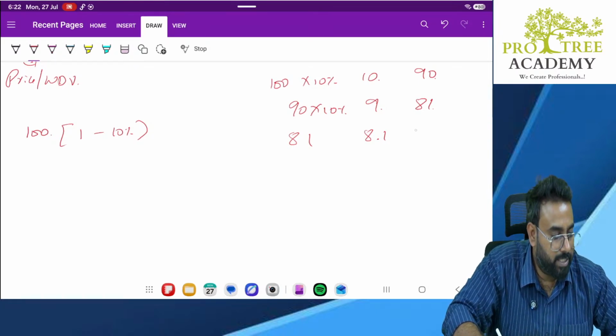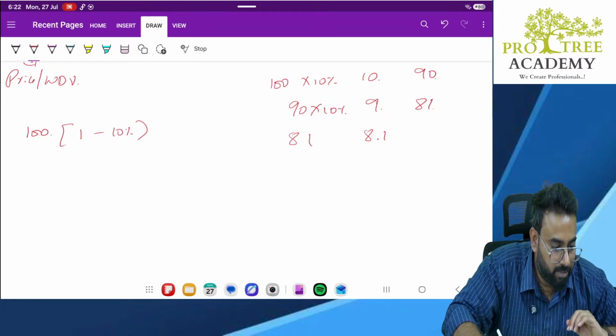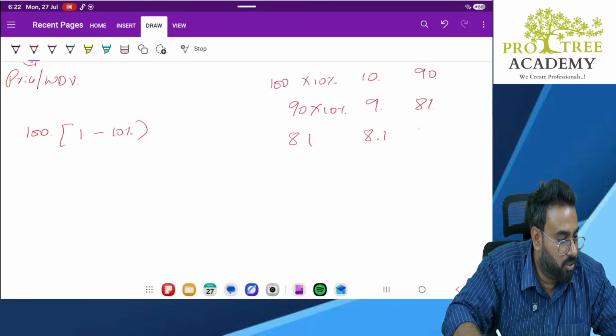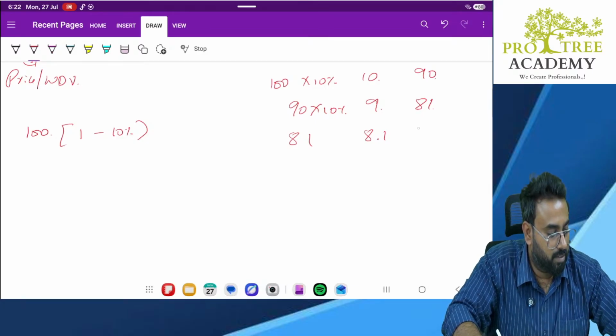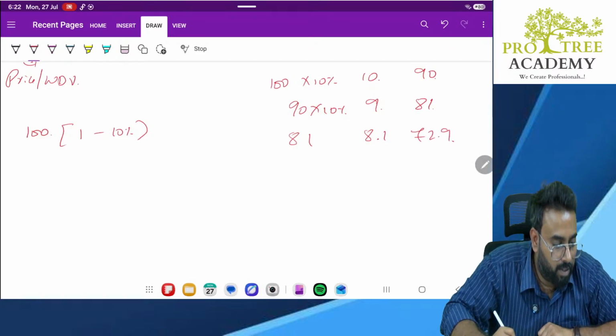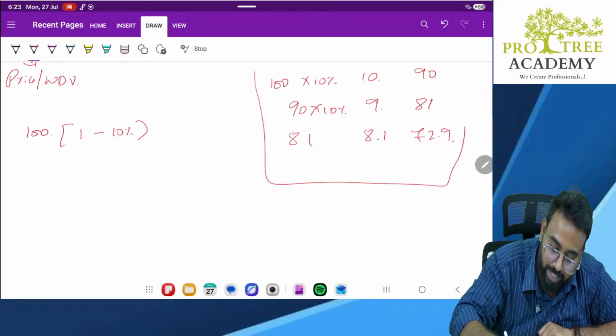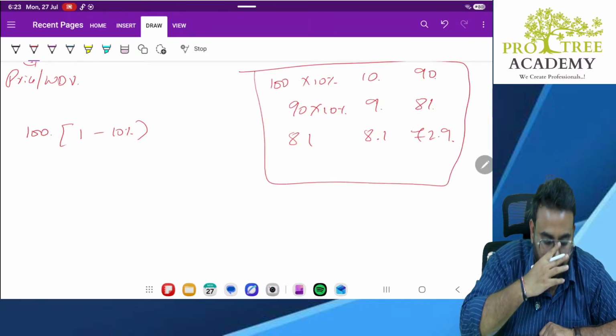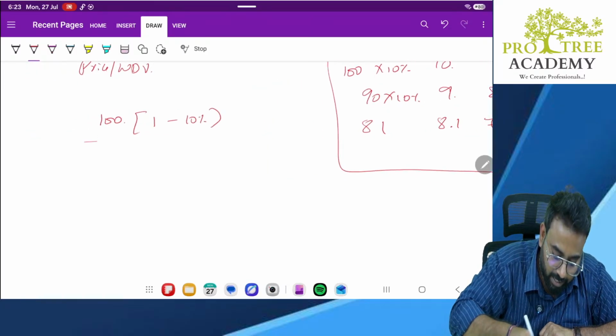Tell me, 81 minus 8.1. Anybody in the live? Students, please. That will be 72.9. Correct? So instead of calculating this in such a long way, this is how you used to calculate. Now let's see how it can be calculated using a shortcut.